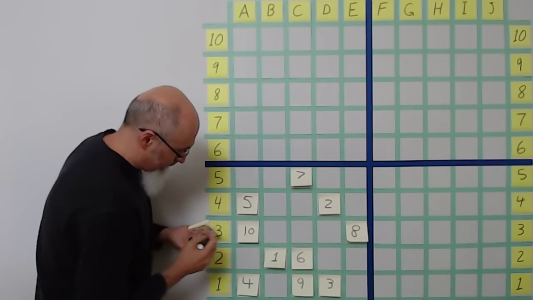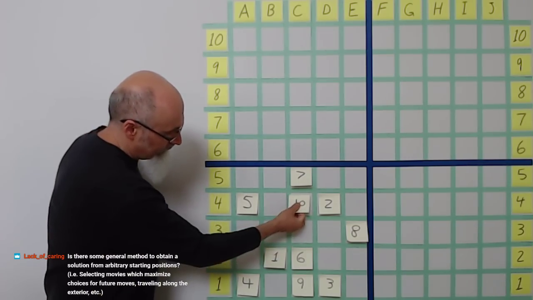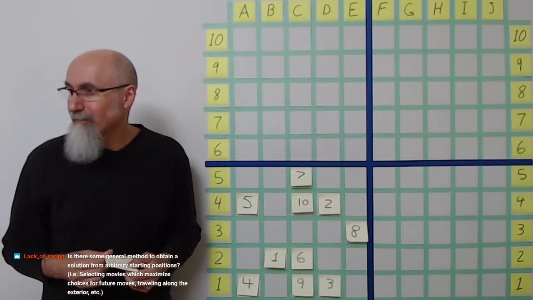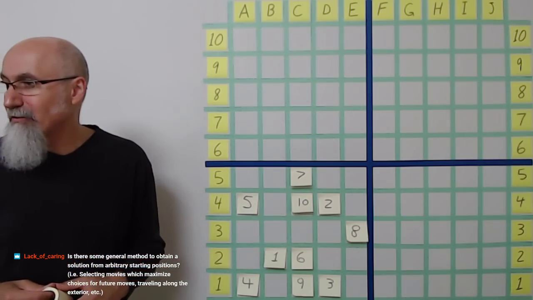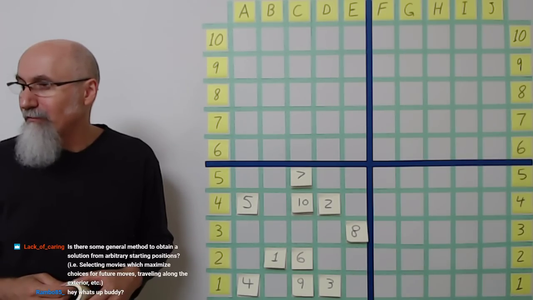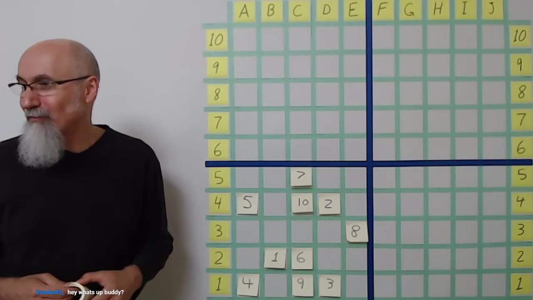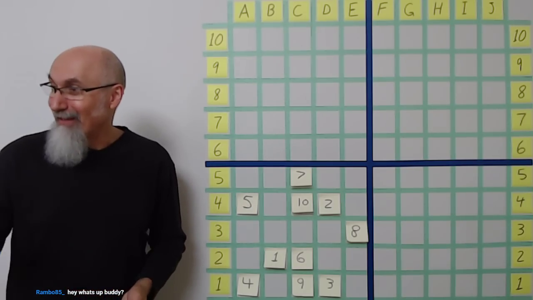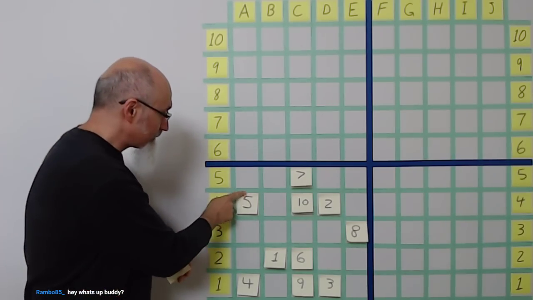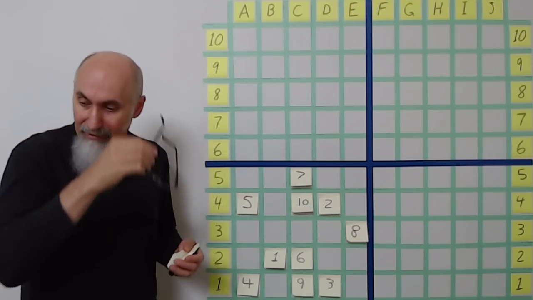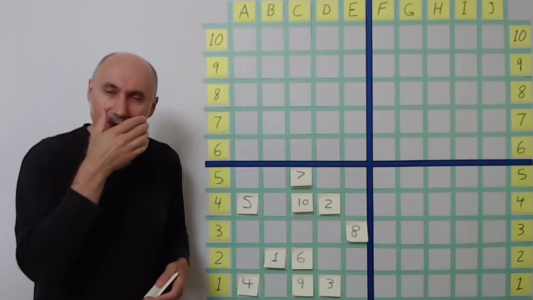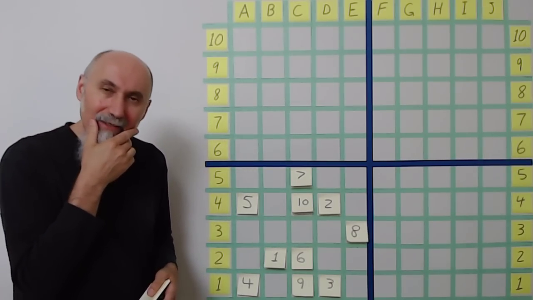So 10 is either here or here. Where should we go? Is there some general method to obtain the solution from arbitrary starting positions, i.e. selecting moves which maximize choices for future moves, traveling along the exterior? We've tried a few different patterns, and there's one algorithm. Oh, actually, we were going to try the algorithm that someone mentioned, but I didn't look at it any further.